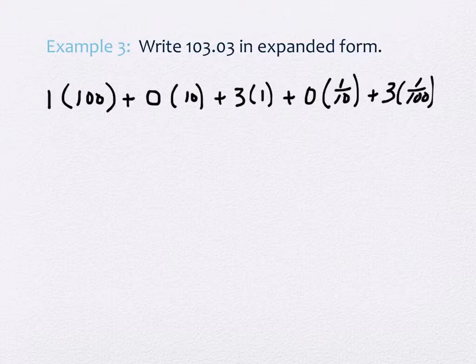And if you think about this one in terms of money, it's really nice to talk about. Because this says I have 1 $100 bill, 0 $10 bills, 3 $1 bills, 0 dimes, and 3 pennies. And you can see that by the place value that's right next to it in terms of those locations, which is kind of nice.